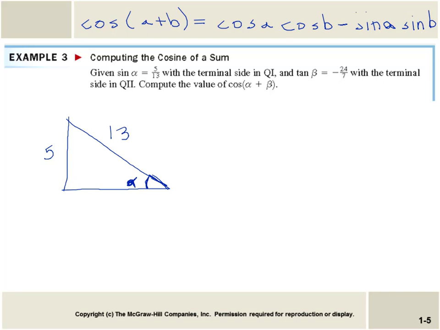Right, I use Pythagorean to get X. I'm in quadrant 1, so everything's positive. So I have 5 squared plus X squared equals 13 squared. And I believe this is a perfect 5, 12, 13 triangle. So here X is 12, right?